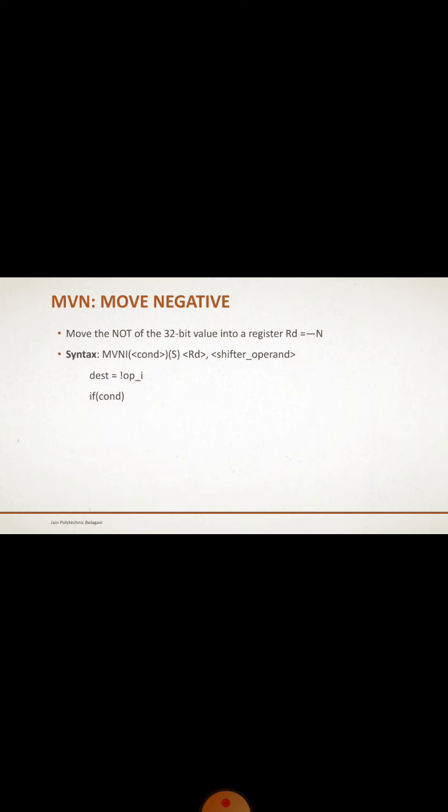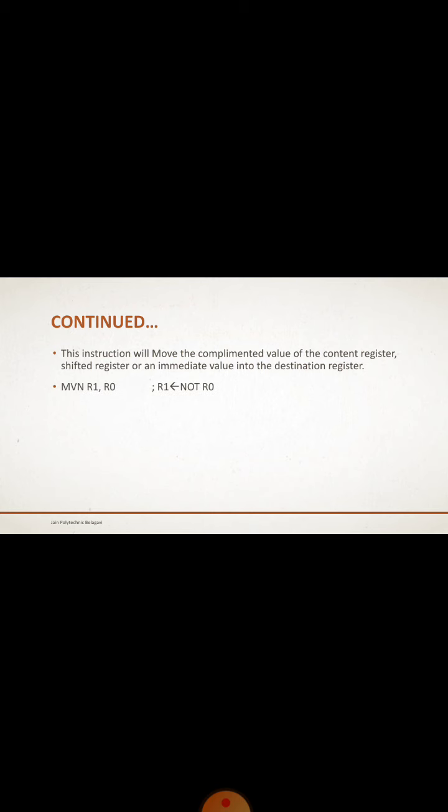The syntax for move negative is shown. This instruction will move the complemented value of the contained register, shifted register or an immediate value into the destination register. That is MVN R1, R0. In this, the complemented value of R0 is moved into R1. MVN R1, R0, LSL #2. In this, first the contents of R0 are shifted by 2 positions towards the left, and then the complemented value of R0 is moved into R1.